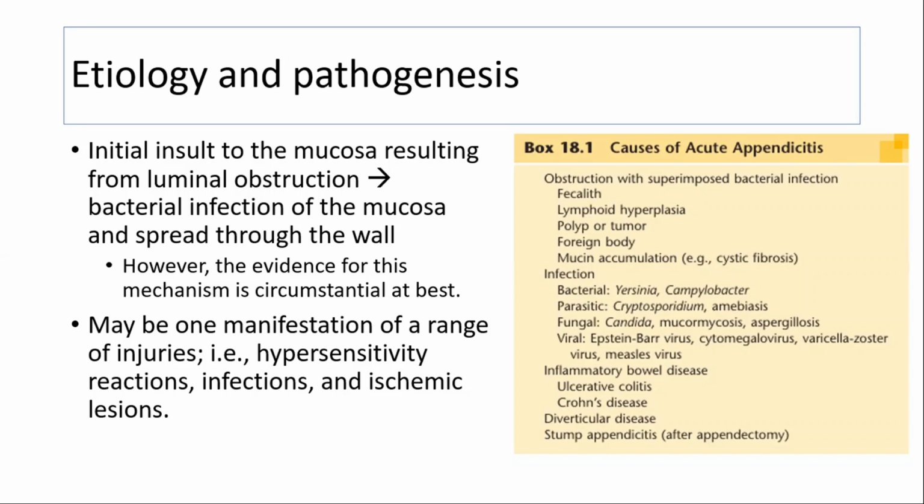However, we receive so many appendices, and we don't really see quite a significant obstruction to start with. So again, this is circumstantial or hypothesized, and it is also said that the pathogenesis of acute appendicitis can be one of the manifestations of injuries, like hypersensitivity reaction, infection, and ischemic lesion. So the table there shows you the causes of acute appendicitis.